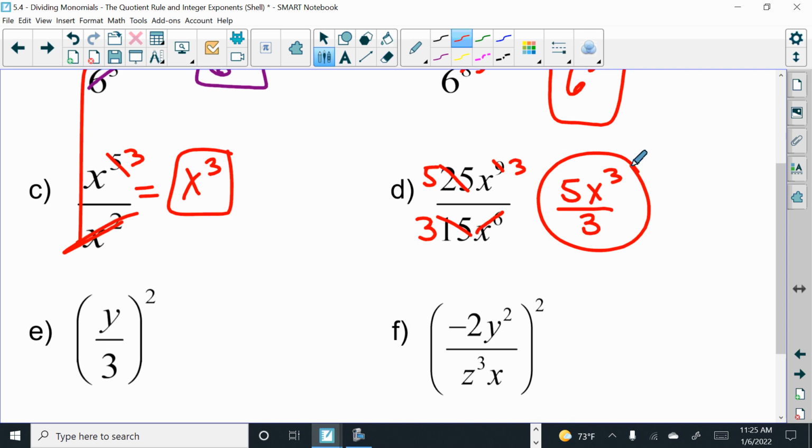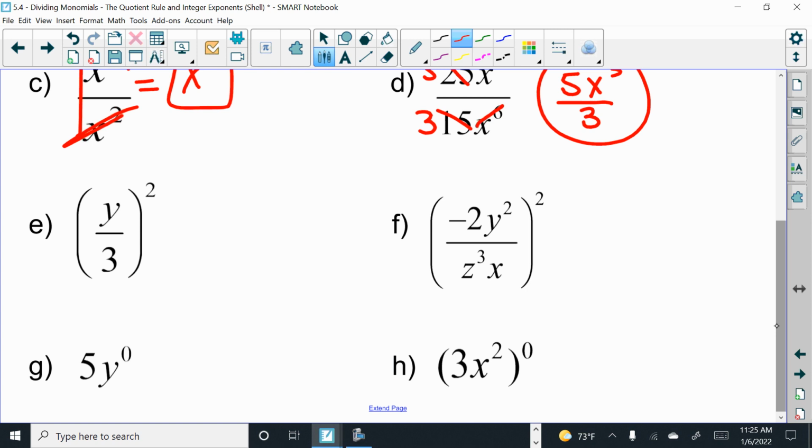Okay. We got y over 3 squared. Well, I'm going to distribute. This is a power rule. I'm going to distribute that power of 2 to every exponent in here, giving me y squared over 3 squared, which is y squared over 9.